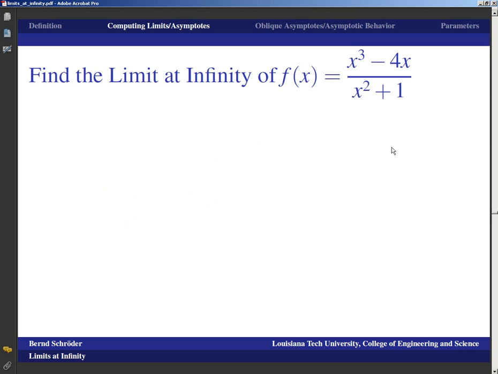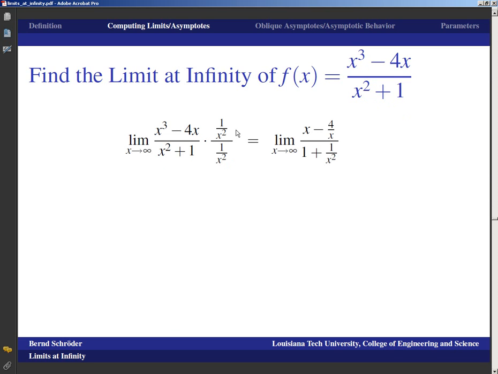All right. Well, finally, what happens when your numerator has a higher power than the denominator? Let's take a look at that. Limit as x goes to infinity of x cubed minus 4x over x squared plus 1. We expand with 1 over x to the highest power in the denominator, so we expand with 1 over x squared.